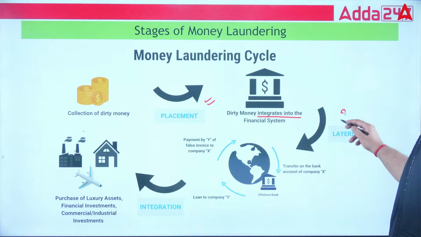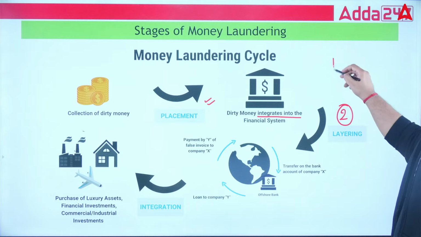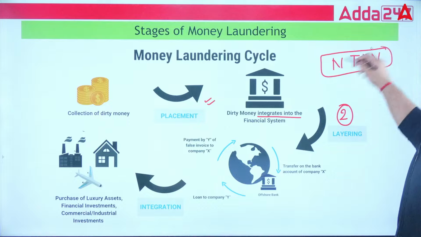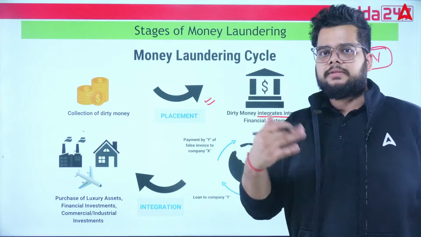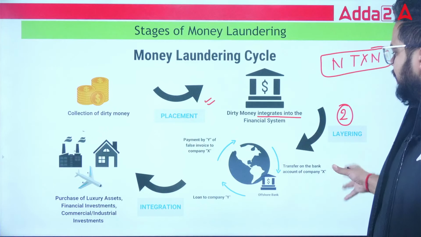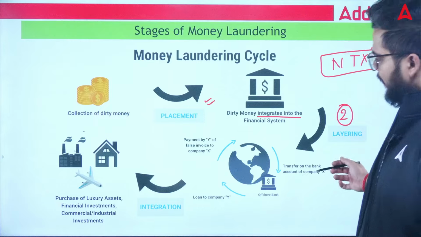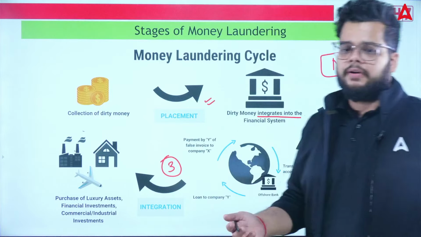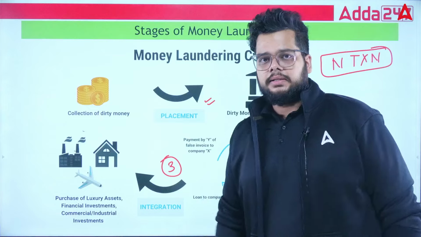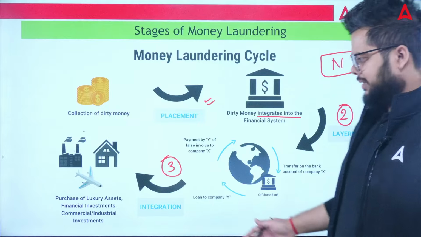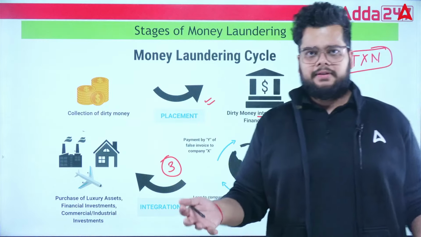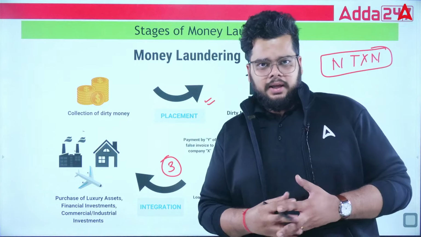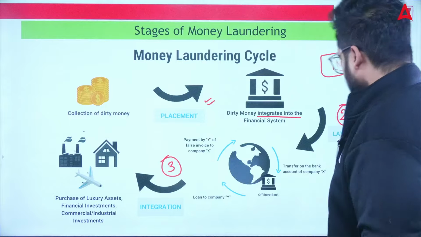Secondly, we have layering. So you make n number of transactions which are untraceable. You won't be able to trace the transactions because of the high volume, and ultimately you will do what? You will be integrating the same dirty money, the illicit funds, into the purchase of luxury assets. You will purchase some luxury assets, some financial investment, and it will integrate all these funds into the legitimate economy.